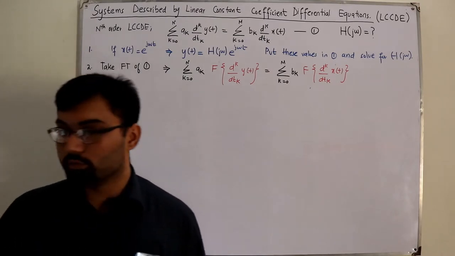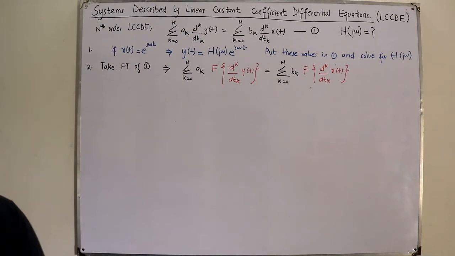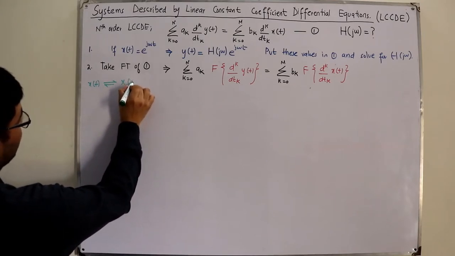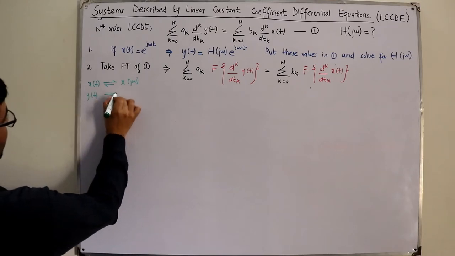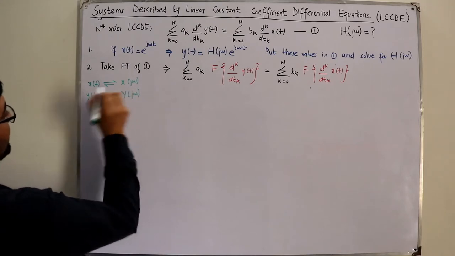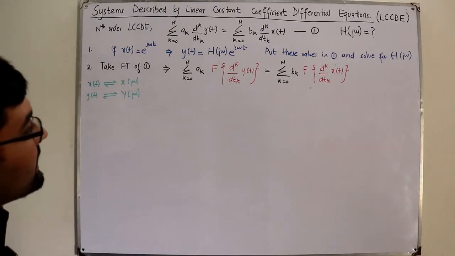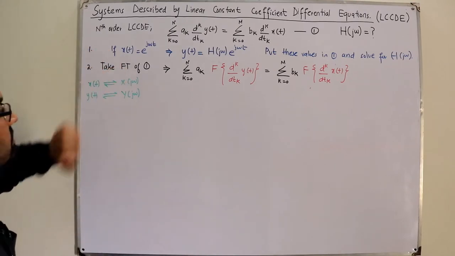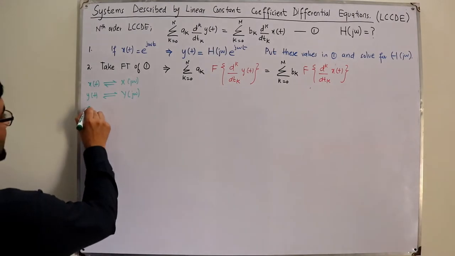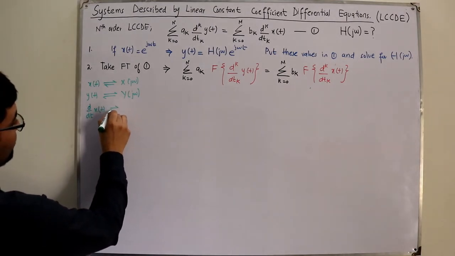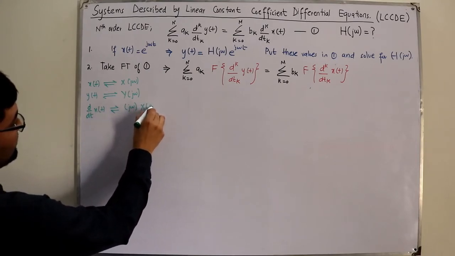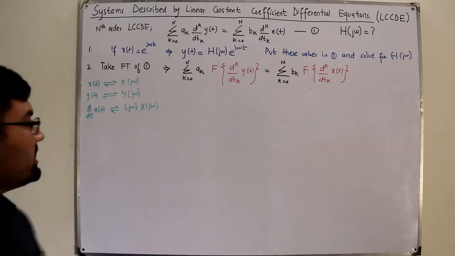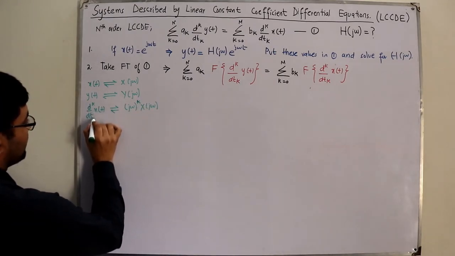Now we also know, or suppose, that my x of t, the input, has a Fourier transform x of j omega. My output y of t has a corresponding Fourier transform y of j omega. Fine. So over here, can I not apply the differentiation property that if x of t has x of j omega as the Fourier transform, then the derivative of x of t would have the Fourier transform j omega multiplied with the previous Fourier transform, and similar is the case for y of t, and for the kth derivative you would have it like this.